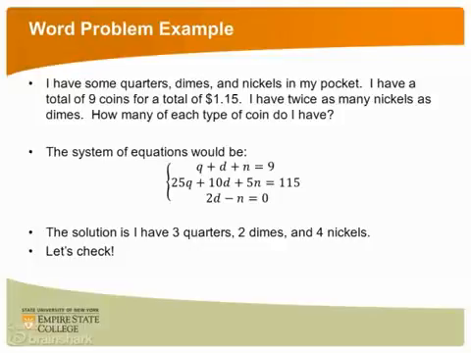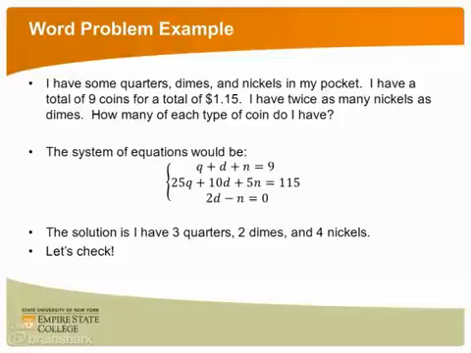The next equation would be 25 times Q plus 10 times D plus 5 times N equals 115. This is because each quarter is worth 25 cents. So 25 times Q is the amount of money we have in quarters. Each dime is worth 10 cents, and nickels are worth 5 cents. The last equation is a little trickier. Since we have twice as many nickels as dimes, if we subtract 2 times D, the number of dimes, minus N, the number of nickels, we get 0.